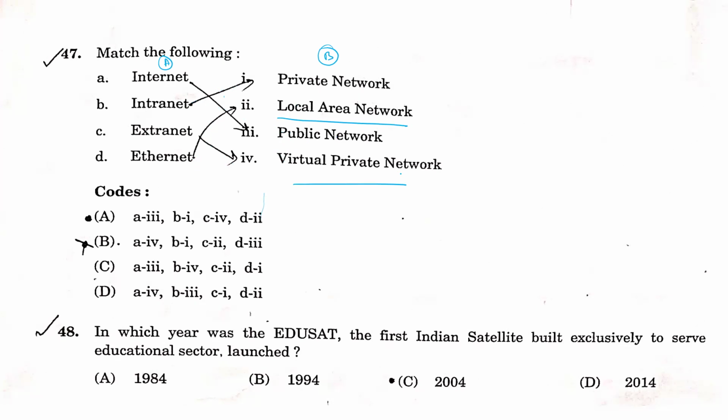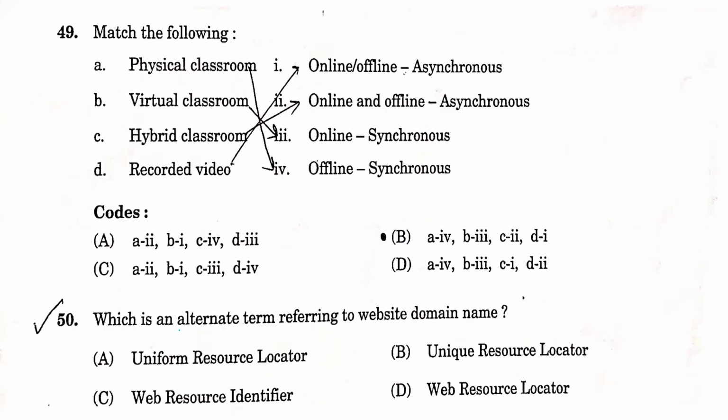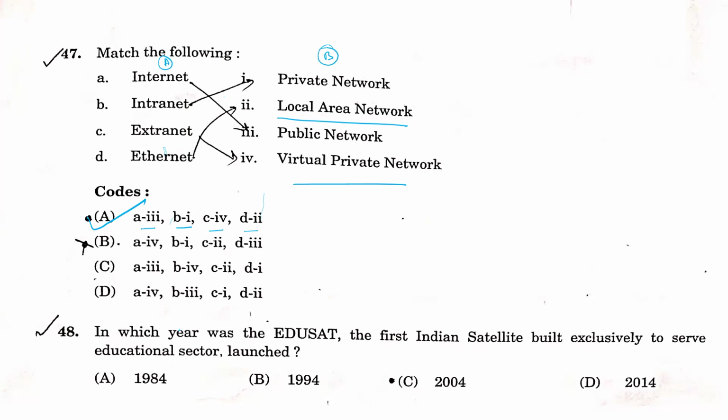So let's see which is giving us the correct option. A3, B1, C4, D2. So A becomes our right answer. This is a direct question again. In which year was EduSat, first Indian satellite built exclusively to serve educational sector, launched? The correct answer is 2004.